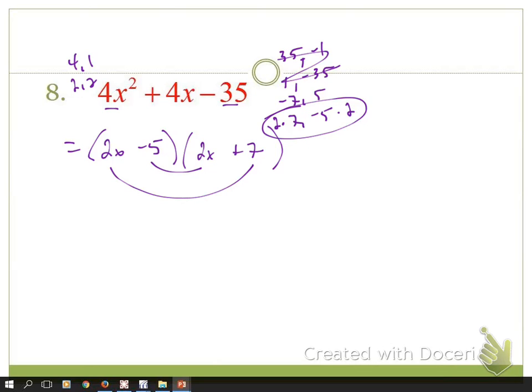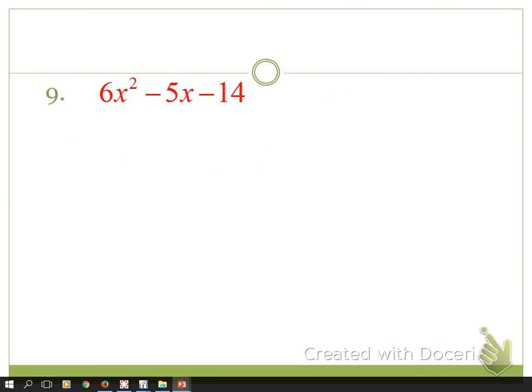Okay? Make some sense? Again, a little bit more thought that you got to put into this. Okay? I'll talk you through one more, and then start letting you do some on your own.